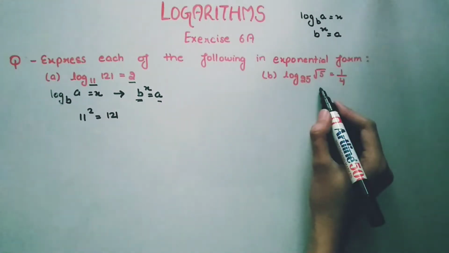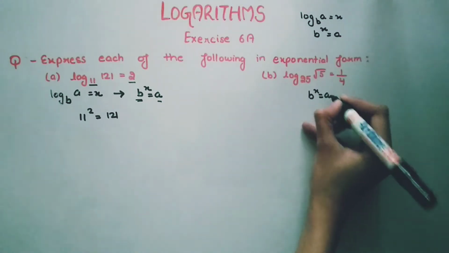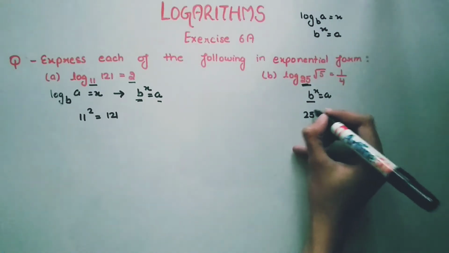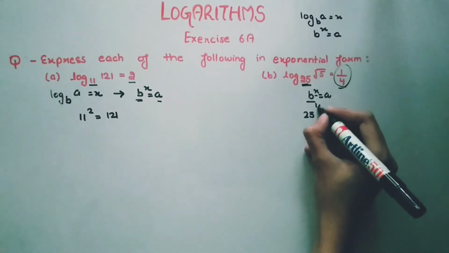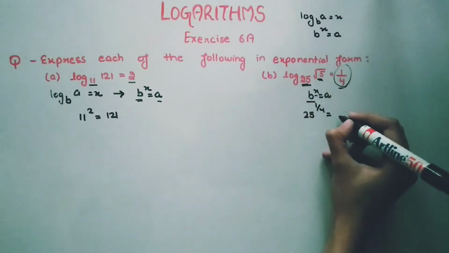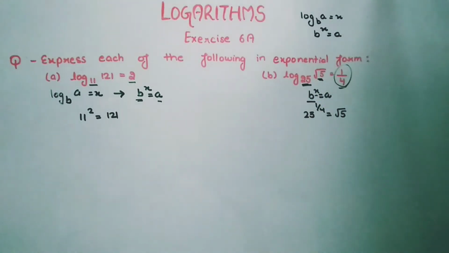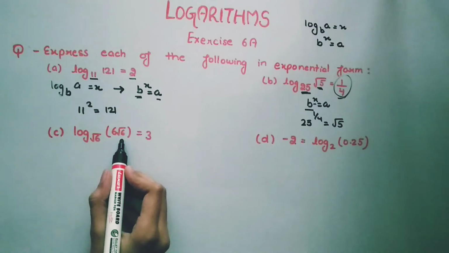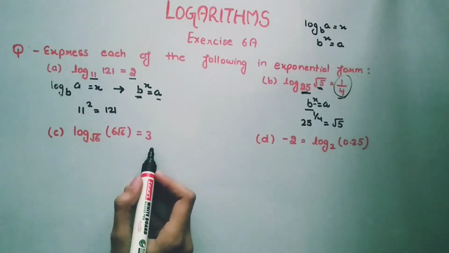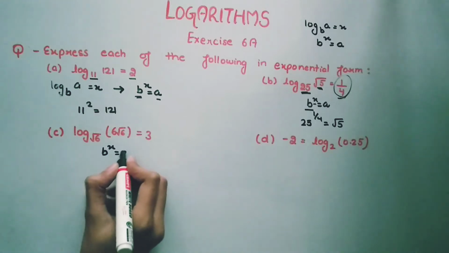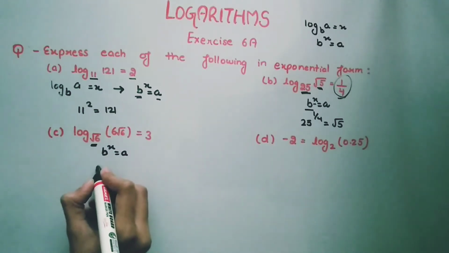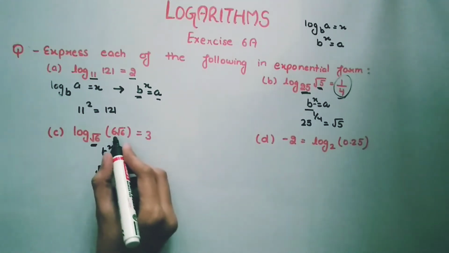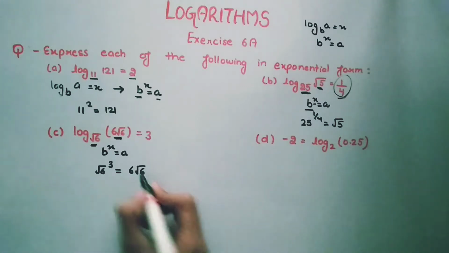Similarly here this is the logarithm form. We will change it into the exponential form. b we have as the base, that is 25, x which we have is 1 by 4, which is equal to a, that is under root 5. We have the next part, log of 6 root 6 to the base under root 6 is 3. We will change it into the exponential form. For b we have the base, that is root 6, raised to power x, that is 3, which is equal to a, which we have as 6 under root 6.